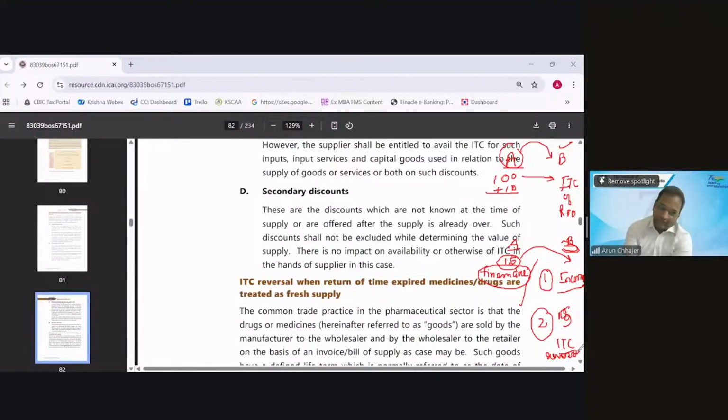Fine, no need to reverse the ITC. So he will pay the GST because it is treated as income. Because it is treated as income, right? He is required to pay the GST. What is your view? Will he pay the GST or not?